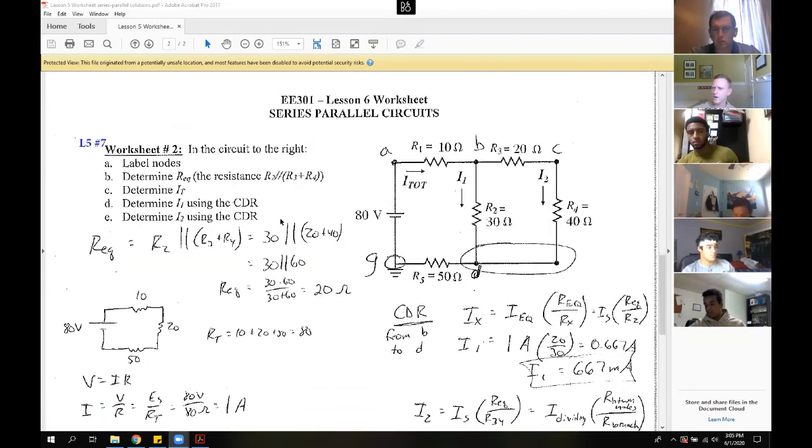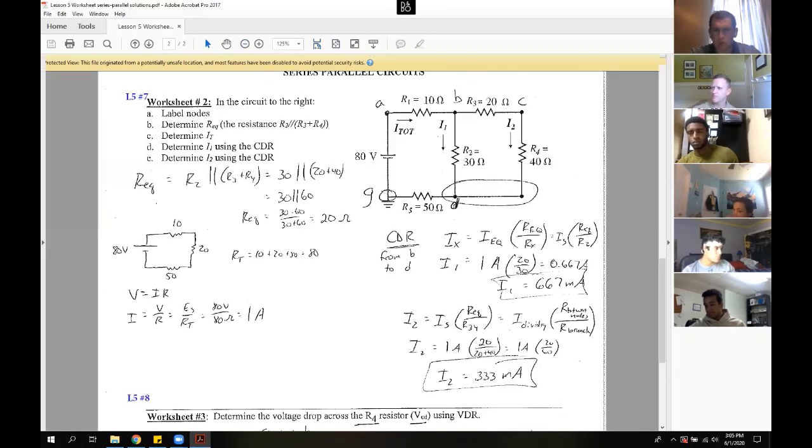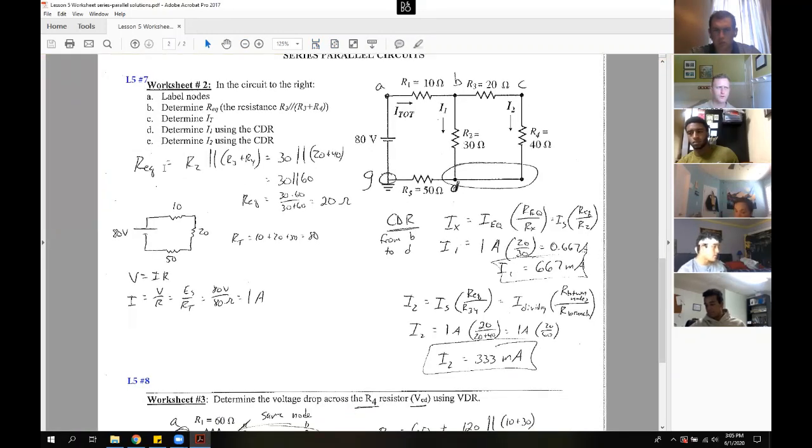For this one, I do have just 2 extra steps in my explanation, but it's not any different of a problem. The extra steps are just first labeling nodes. Here's A, here's B, here's C, and then this is just one node, right? There's no voltage drop. This is just a wire. So even though it might have said C and D on your example problem, it's really just one node.